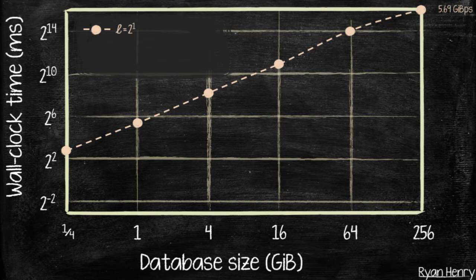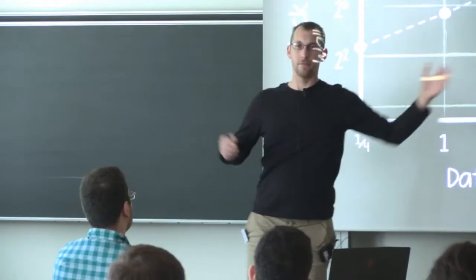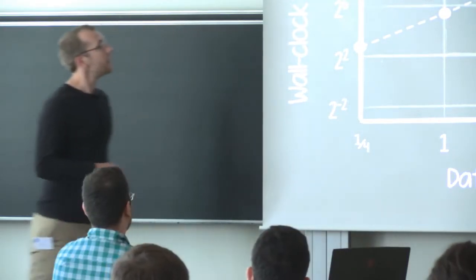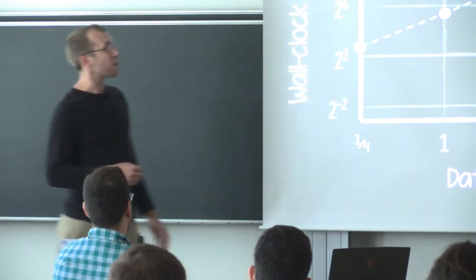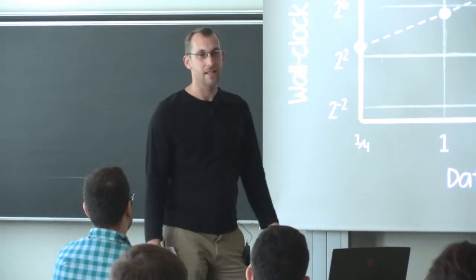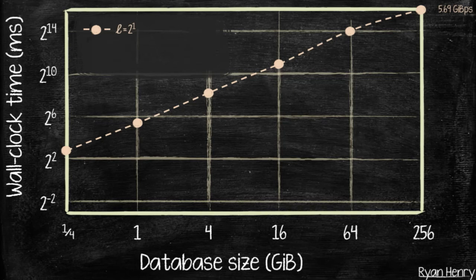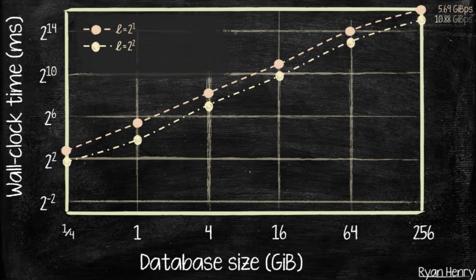It's actually quite fast. This was a 256 gig database on the right-hand side, or I guess my left hand, your right-hand side. And we're managing to chug through that at like 5.69 gigabits per second, which isn't so bad. So it only takes a handful of seconds to get through this entire query. And as we increase the number of servers, we see some pretty nice speed ups.